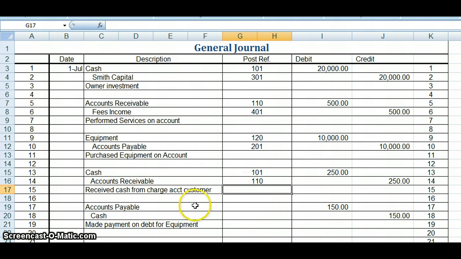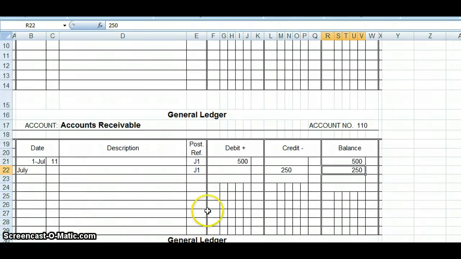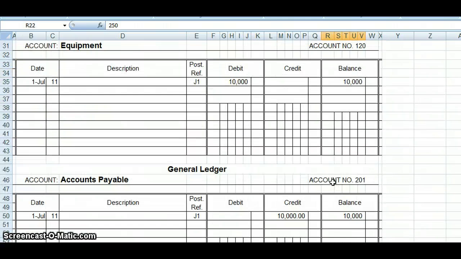Here we have accounts payable, a debit for $150, and cash, a credit for $150. So we're making payment on the debt for equipment. So we're not going to include equipment because there's nothing really to do with equipment. It has to do with paying off our debt. So we'll go back to the ledger. We'll take a look at accounts payable.